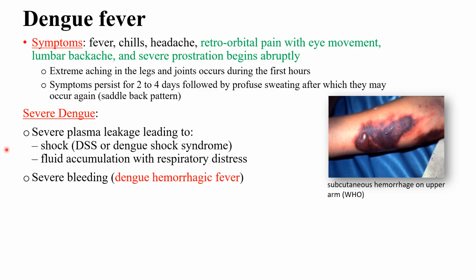Now, patients who progress to the severe disease, and this would usually be the patients who have been previously exposed to another serotype of dengue, might have severe plasma leakage due to the involvement of endothelial cell lining of the blood vessels, accompanied by dengue shock syndrome or DSS, and fluid accumulation with respiratory distress. And in one of the most severe forms, we can see severe bleeding, similar to what we're seeing in this patient here. This is the arm of the patient with subcutaneous hemorrhage, and this is known as dengue hemorrhagic fever.